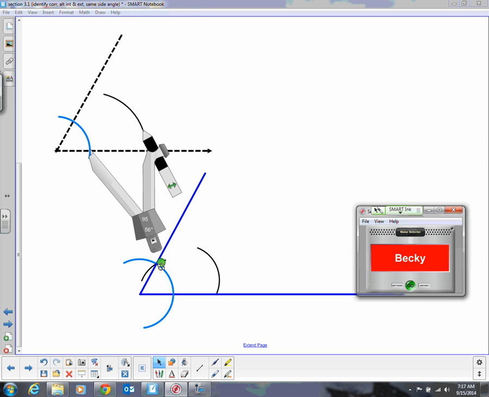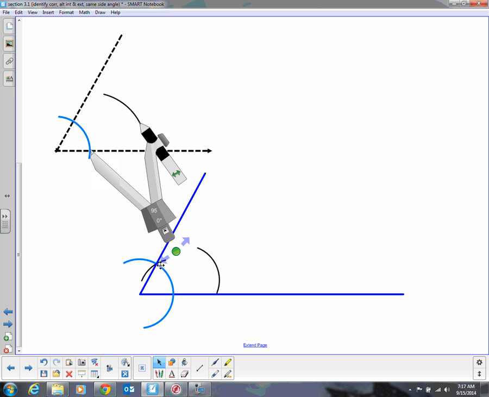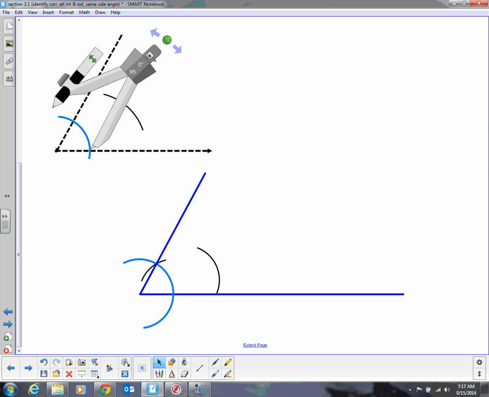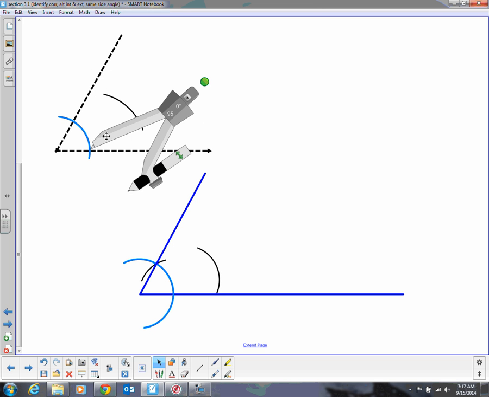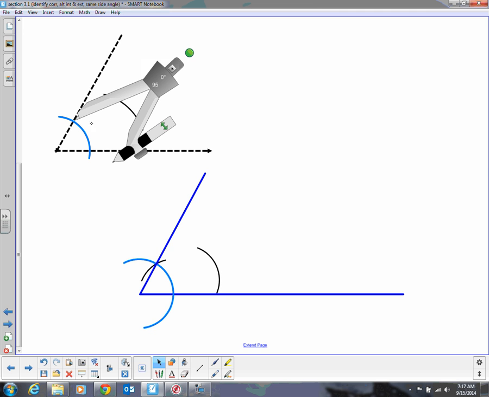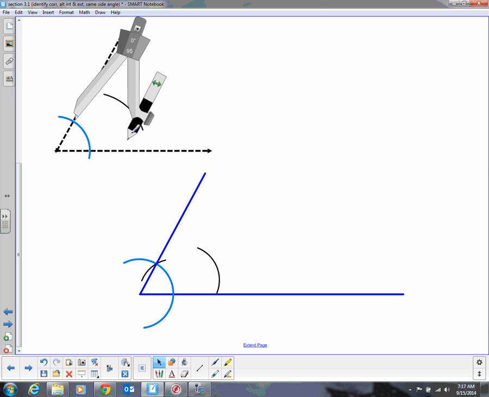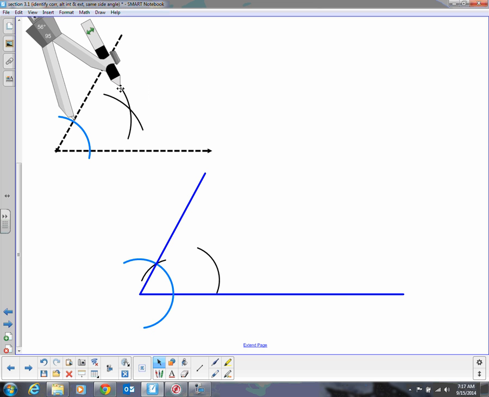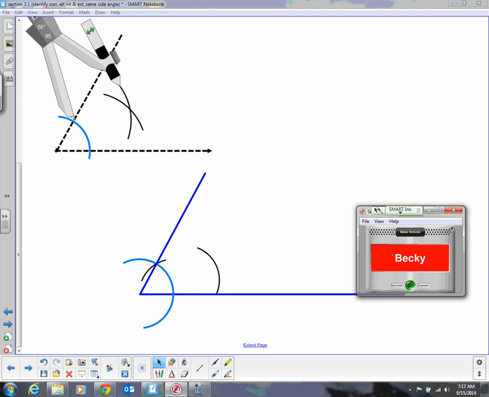Becky? We intersected it for two places for a reason. So we're going to come back up here. I'm going to flip it. So now I'm going to put my compass point here, not changing this, and do a what? Another arc. All right, once I get that done, then what do I have to do?